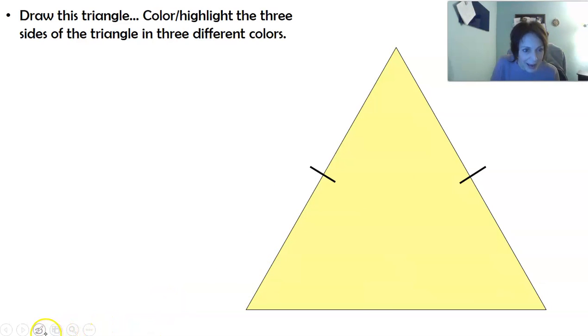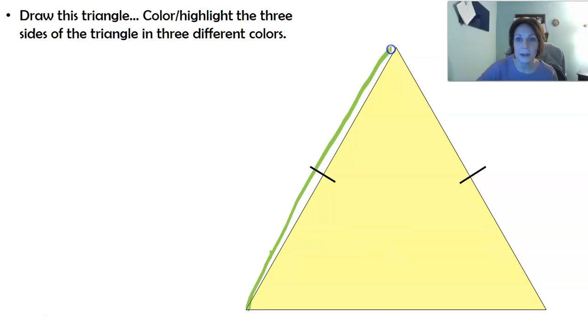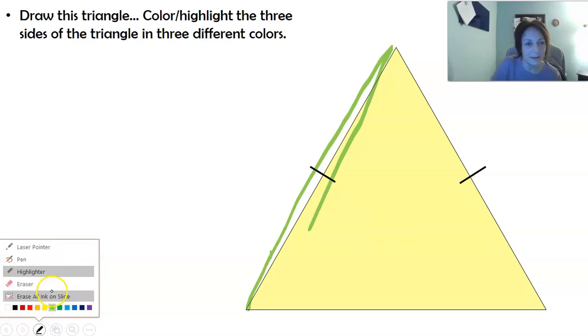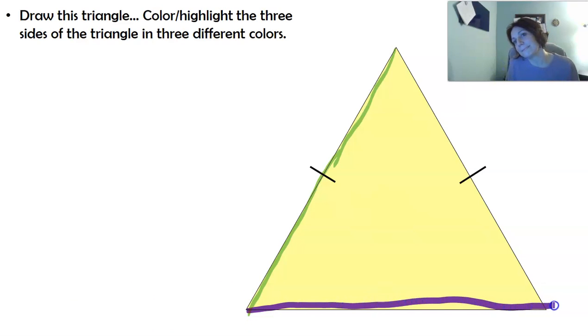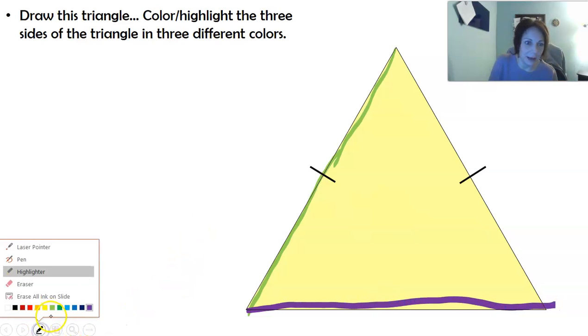Okay, so because I have my little highlighter tool here, I am going to highlight the 3 sides of this triangle in 3 different colors. I'm going to make a green side. I'm probably going to wish I had just made marks. A green side. All right, I'm going to try one more time to not embarrass myself with this. All right, I'm making a green side. All right, I got better in the end there. I'm going to make a purple side. And I'm going to make a blue side.